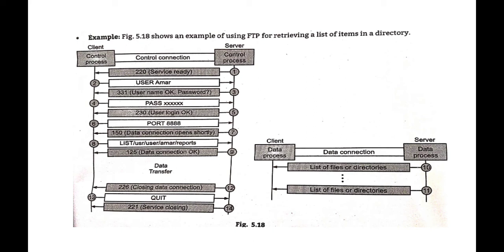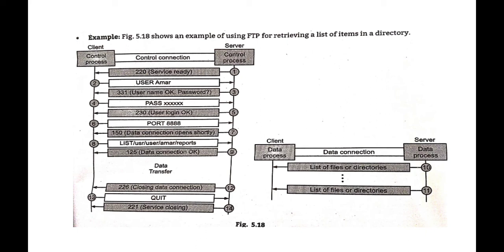Then what happened in step number 6? The client issues a passive open for the data connection and sends the PORT command to give the port number to the server. Now the client is in passive open. It means we want to transfer data, or it wants some data at that time. The client is in passive open and sends a PORT command, giving the port number to the server.